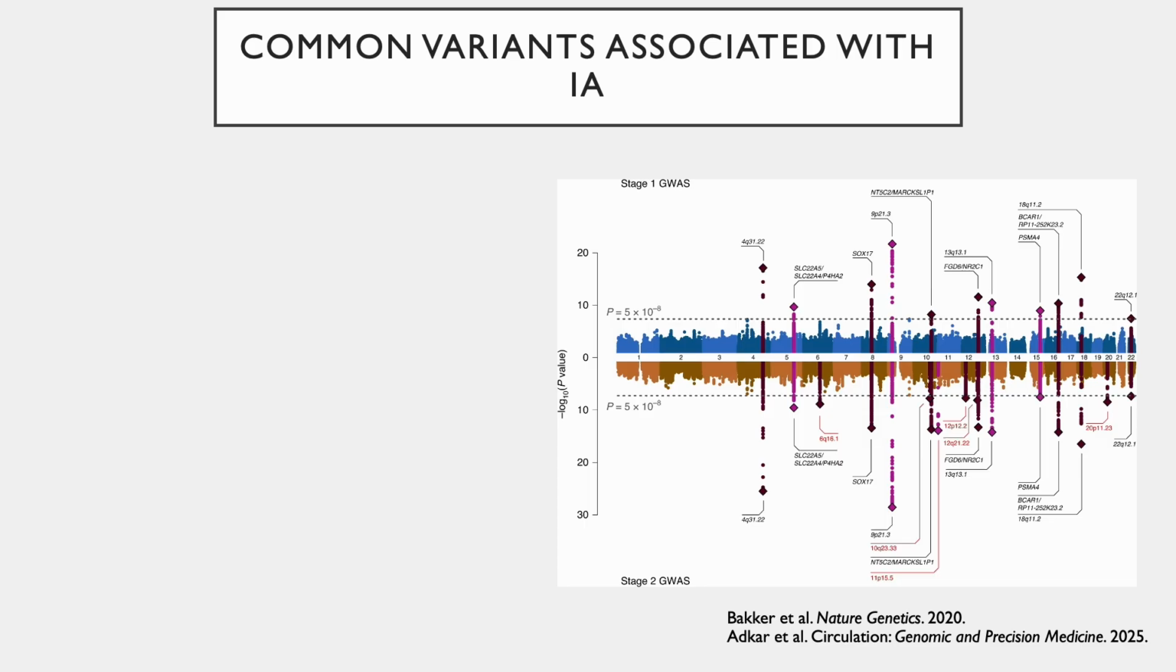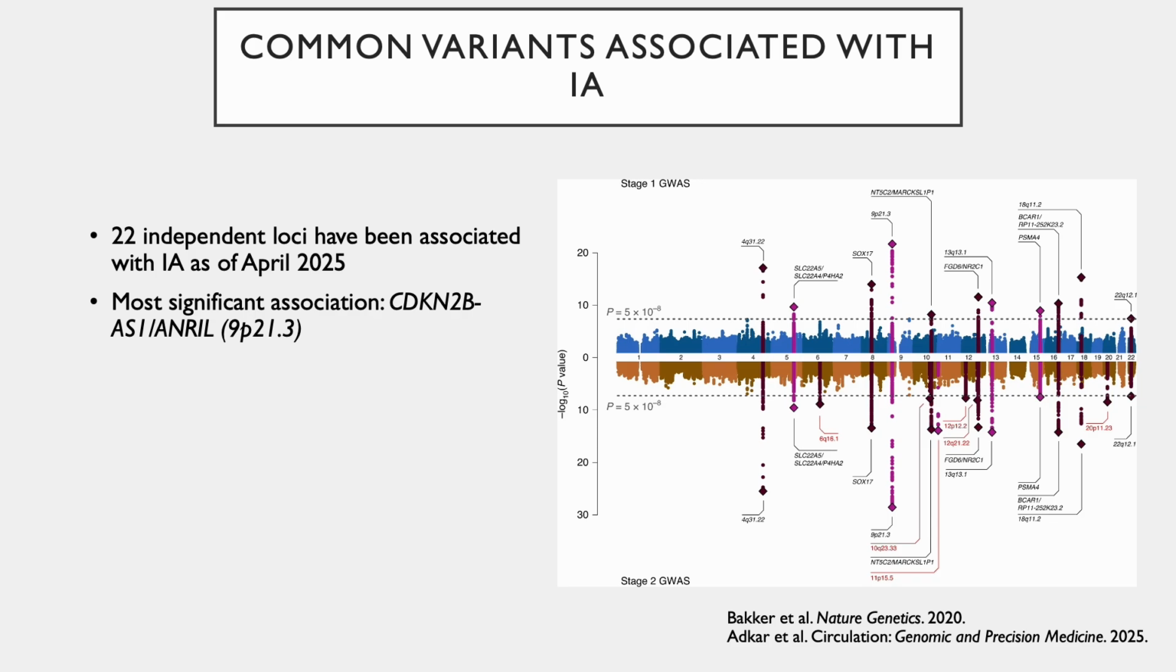The top Manhattan plot shows a meta-analysis of European individuals, and the bottom Manhattan plot shows a meta-analysis of European and East Asian individuals. So the bottom analysis actually has a bit more power, and they identified 17 independent loci that were associated with intracranial aneurysms. More recently, a study came out from Adkar et al., which identified 5 additional loci that were associated with intracranial aneurysms.